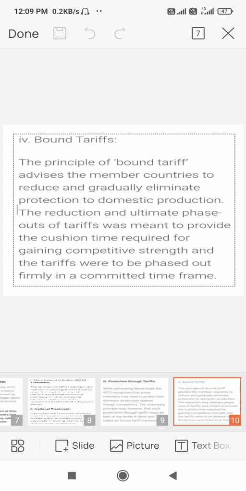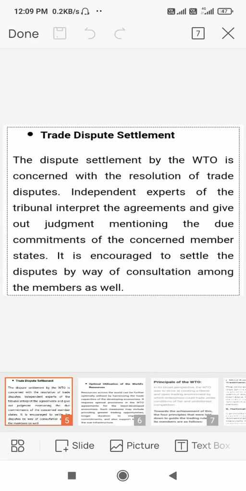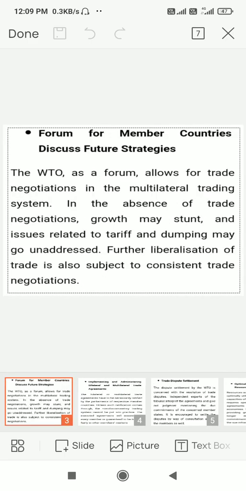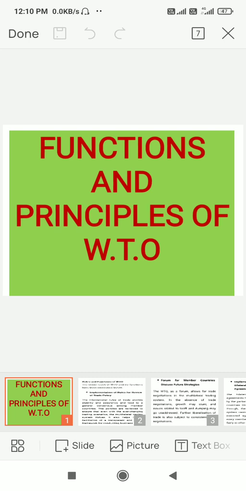So this is the simple description of the functions and principles of WTO. I hope you understood. If you have not understood, then queries and questions are most welcome.